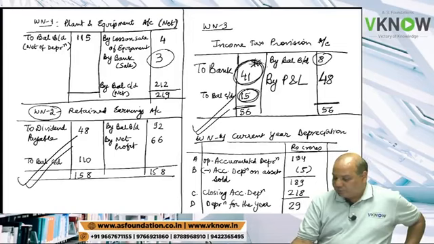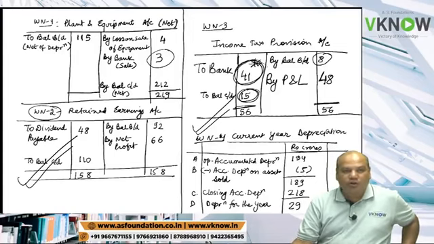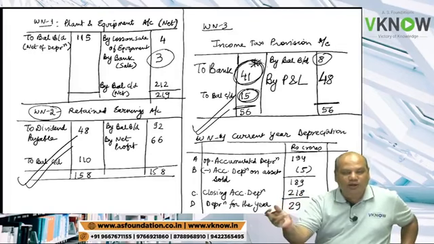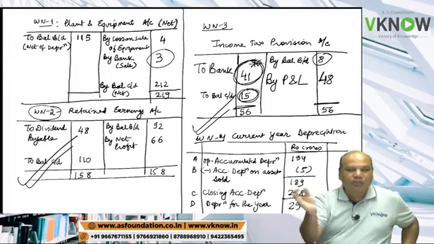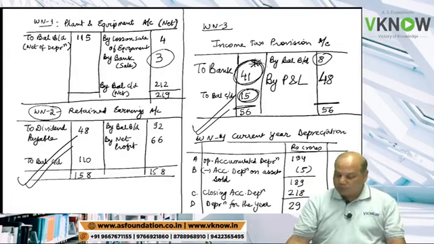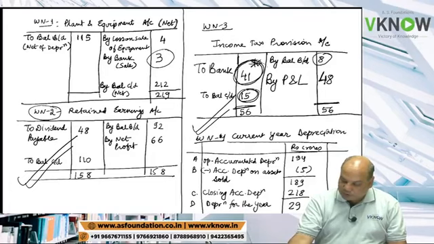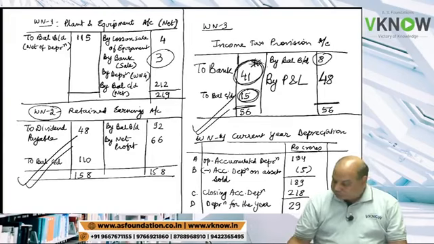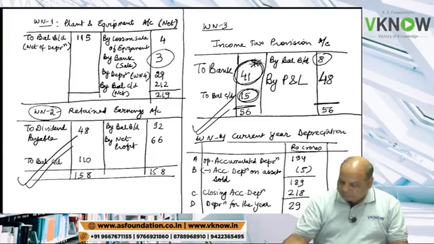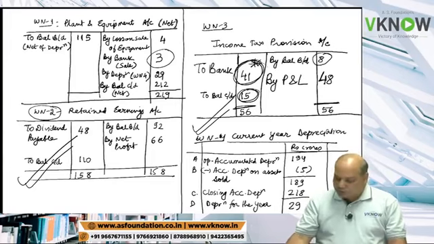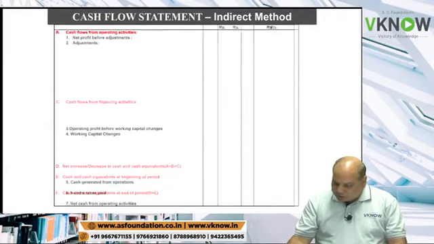Entry for depreciation is depreciation account debit to accumulated depreciation account. But if you are preparing the accumulated depreciation account, depreciation to accumulated depreciation. Later depreciation is transferred to the P&L account. So I will first write in plant and equipment, by depreciation, working note 4, 29.